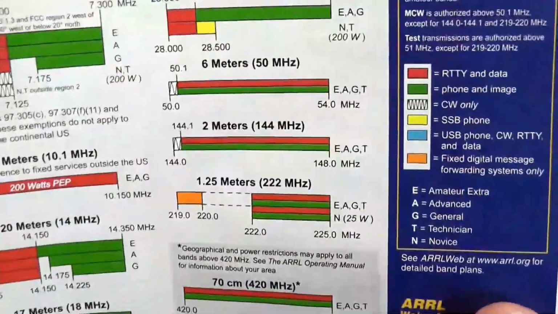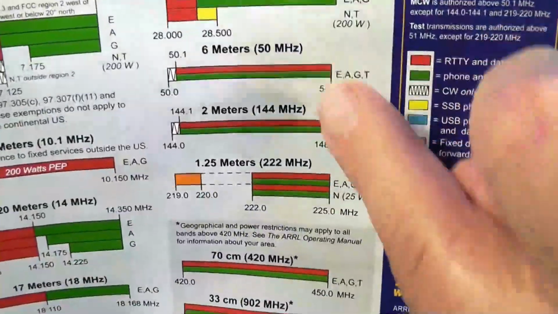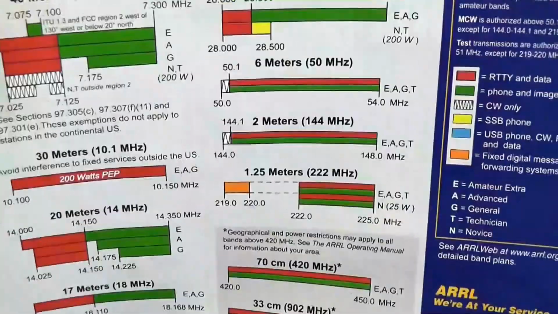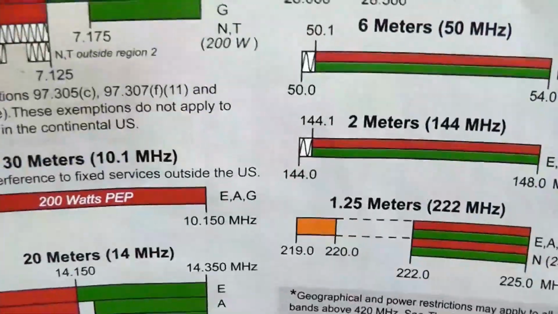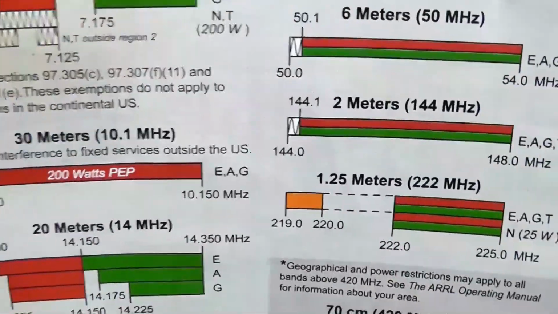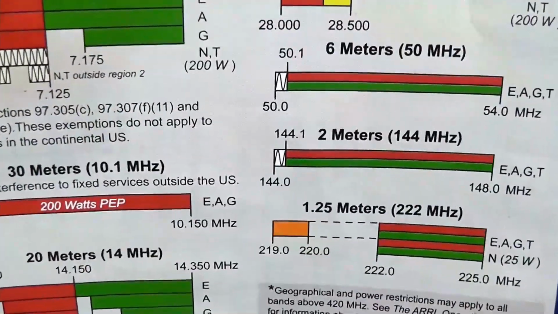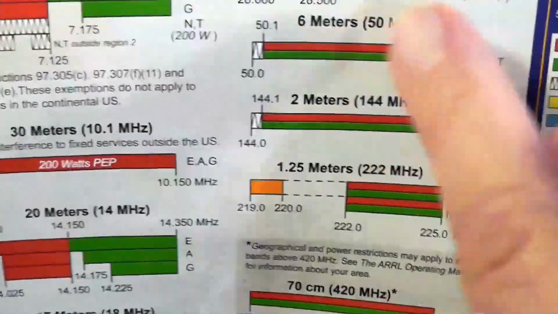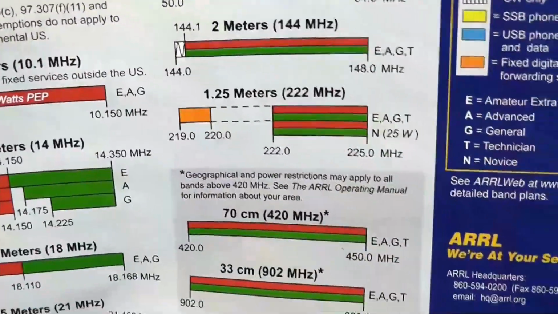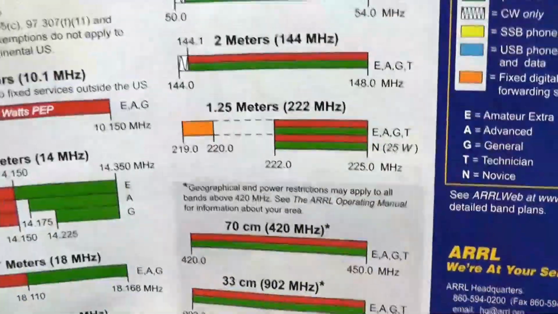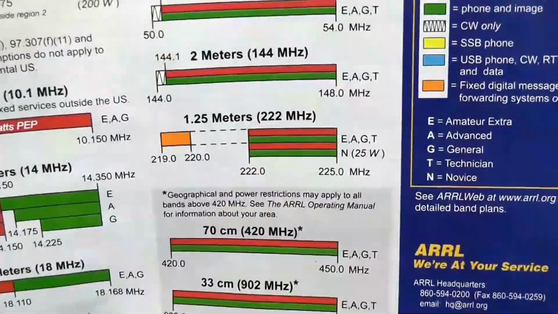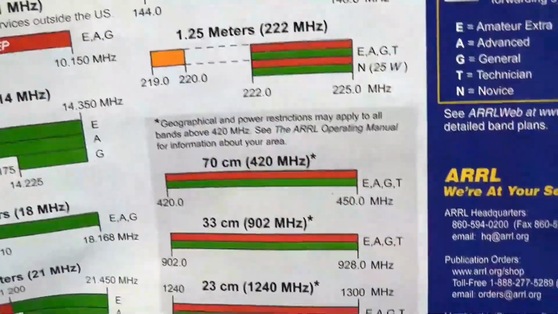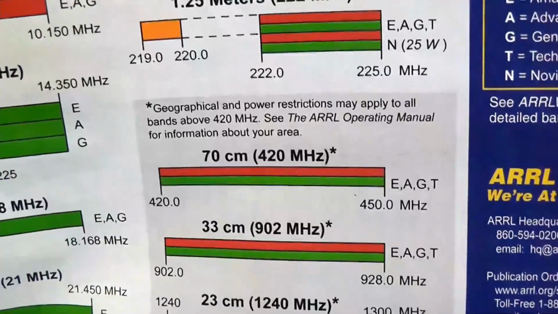Now, let's look at the privileges we have on 6 meters and 2 meters. There's a very small segment of each band that's set aside for CW only. These are what are called weak signal modes. Generally, your FM will be up here. There is FM on 6 meters. 2 meters is the workhorse band of the technician. The next workhorse band is 70 centimeters. That's also a workhorse band.